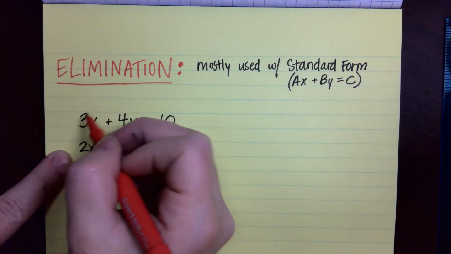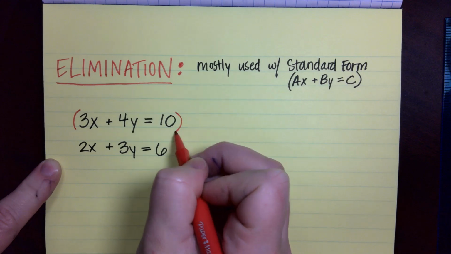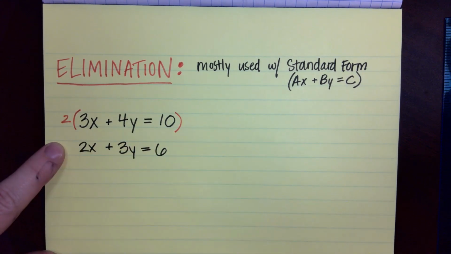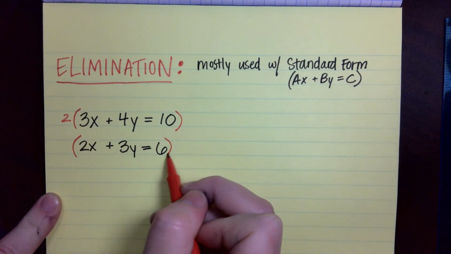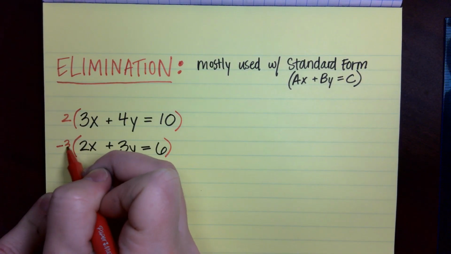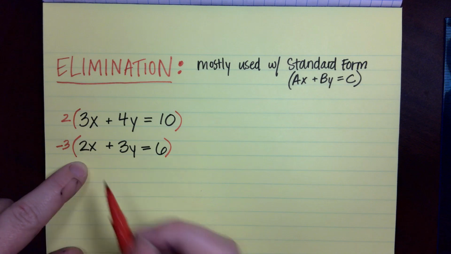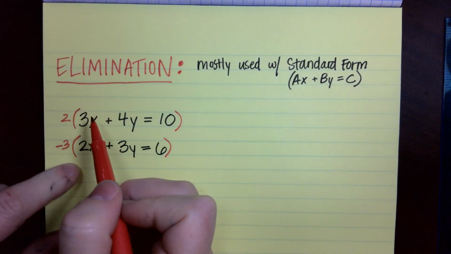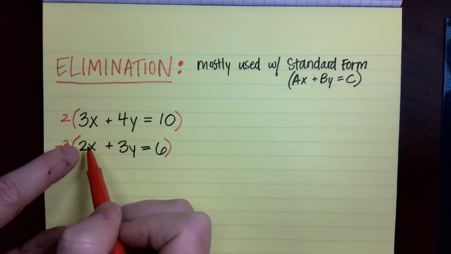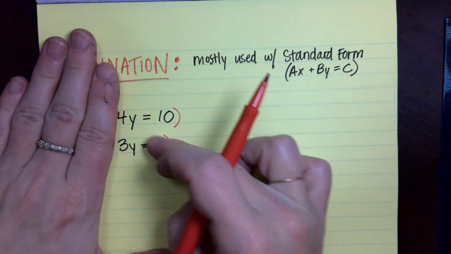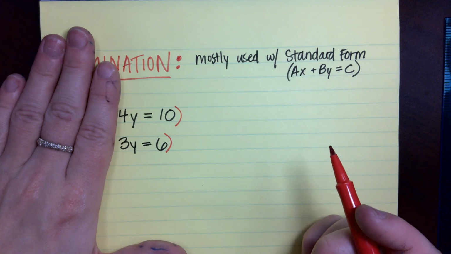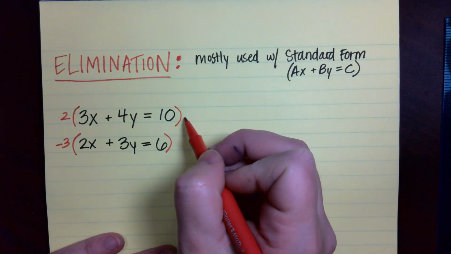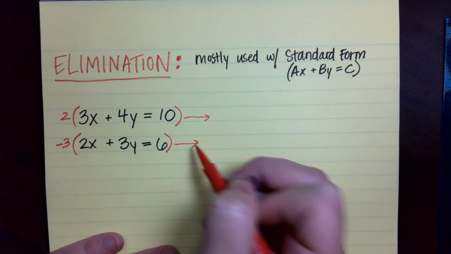So how about I take my top equation times 2 to make it 6x, and what if I take my bottom equation times negative 3 to make it negative 6x, so that when I put them together, I'll have 6x, take away 6x, and then I'll be left with whatever my y's are, so I can solve for y. Let me show you what's going to happen when I do that. Just before I try to explain it, I think it'll make more sense to see it.